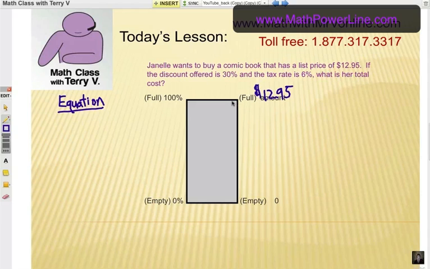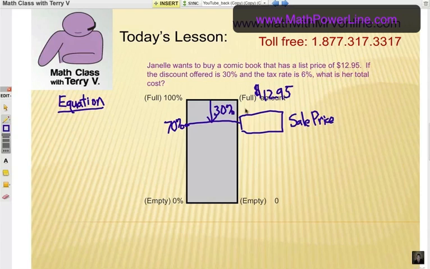$12.95 represents 100%. Now we're going to take off 30%. So this is our discount amount, okay? And that means that right here, that represents 70%. And that is going to give us basically the sale price. So that's the first thing we need to figure out. What's the sale price going to be after you take the discount off? So notice we could find 30% of that and then subtract, but let's go ahead and do 70% of the original price of $12.95, and that is going to be our sale price.